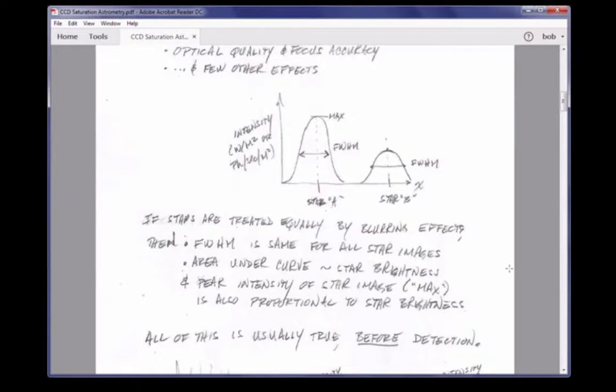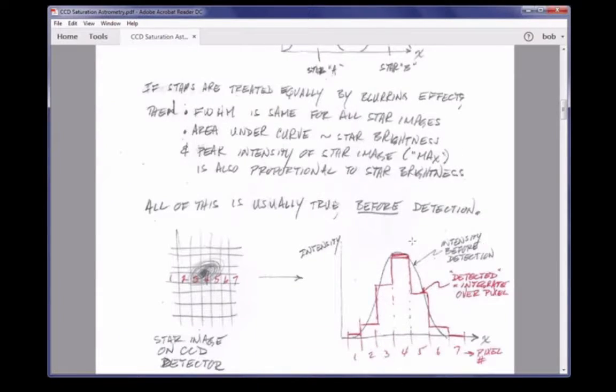Bob? Question for you. Not only would the coma and vignetting have an effect on the edge of the stars, but what kind of role does collimation play in this process? Does bad collimation skew the FWHM diagram? Absolutely.